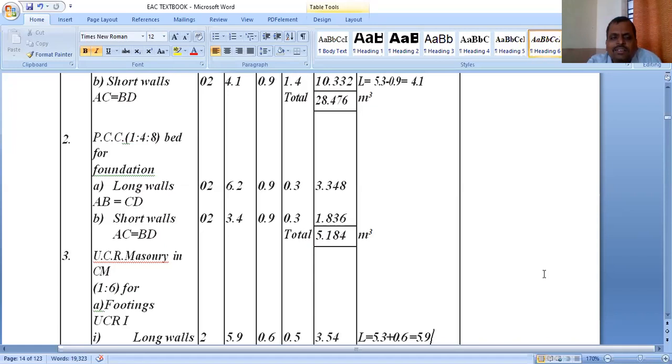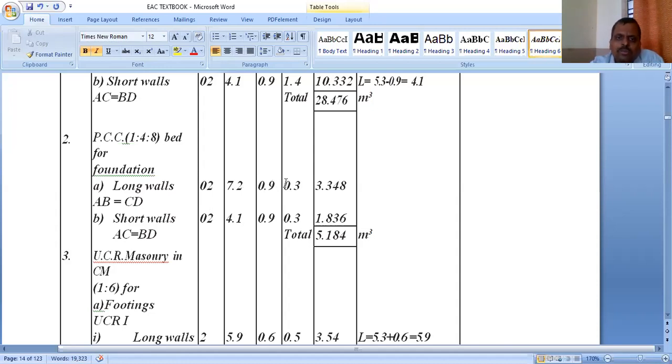So we will directly take the length of the long wall and the length of the short wall as we have taken in the excavation. So it will be 7.2 meter here, and below it will be 4.1 meter. I am just making these corrections in front of you so that you can easily understand exactly how to solve the problems. Now here for the PCC in foundation, the length of the long wall will be 7.2 meter.